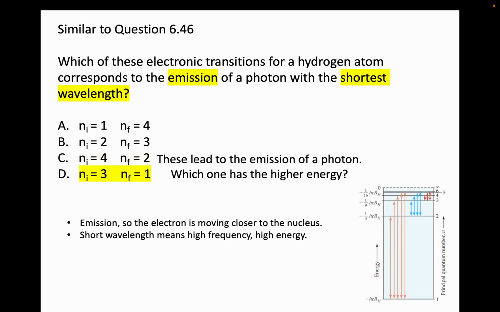The transition between 3 and 1 has a higher energy. I'm thinking about that because for the hydrogen atom, the energy levels converge. Even though the difference between 3 and 1 just is n equals 2, and n equals 2 between 4 and 2, between 3 and 1, it's a larger energy difference. So this would correspond to the emission of a photon with the shortest wavelength.